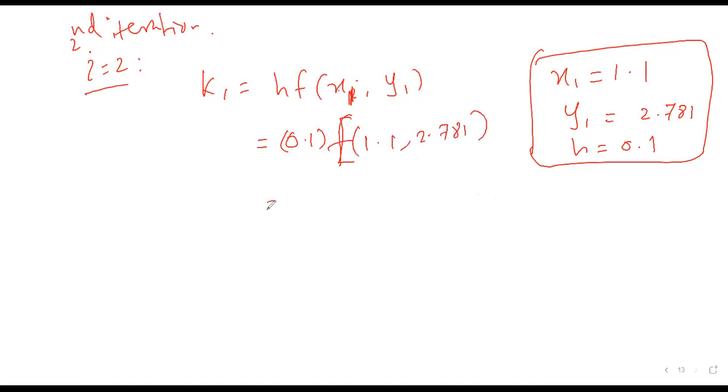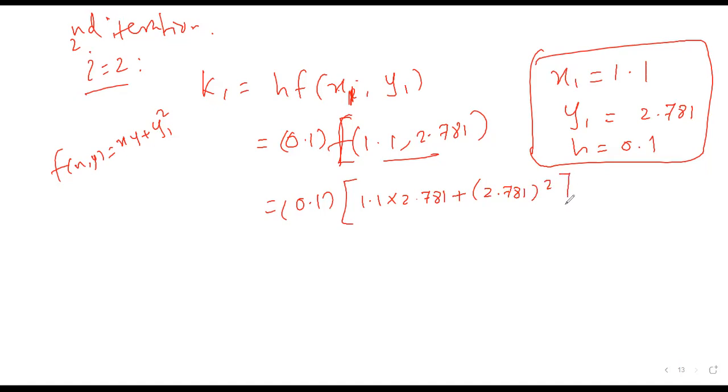So actually our function f of x comma y is x y plus y square. According to their question, it's just changing. This will be 1.1 times 2.781 plus 2.781 whole square. We are not going to do anything manually; we just feed it into the calculator and find the answer. It's not a big thing, no. So what will be this answer? Also, can you find K2 and also y2? Please, everyone work on it.